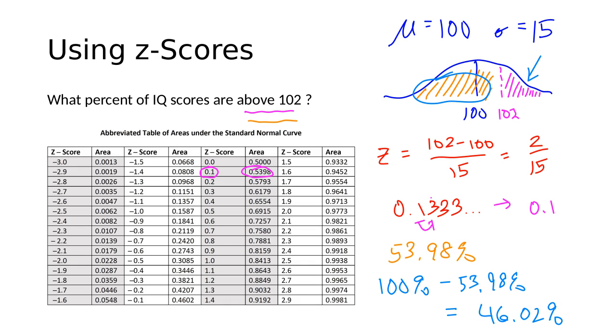And that'll be 46.02%. So what we just found out is that 46.02% of the data is to the right of a score of 102. So what percent of IQ scores are above 102? 46.02% of them are. Let's look at another one.